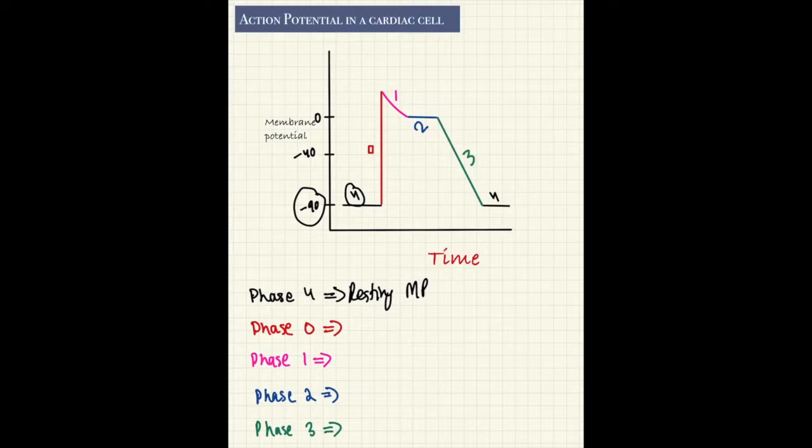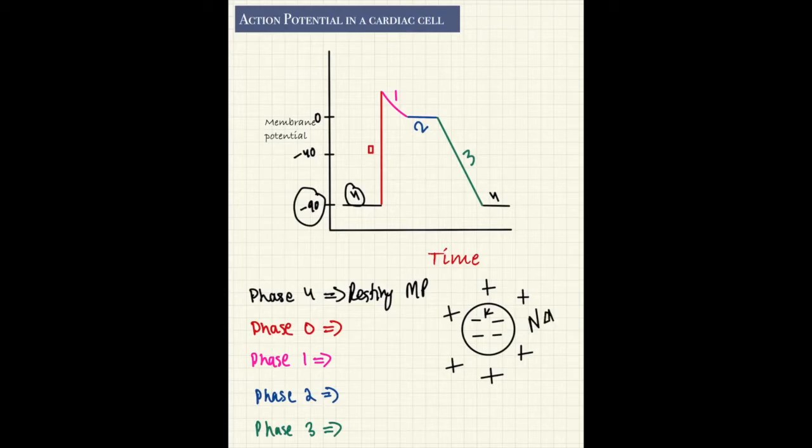Okay, so let's just draw this out real quick. So we have a cell. Now, inside of the cell is always negative. And the prominent ion inside the cell is potassium. Outside the cell, the extracellular space, it's positive. And the main ion outside is sodium.